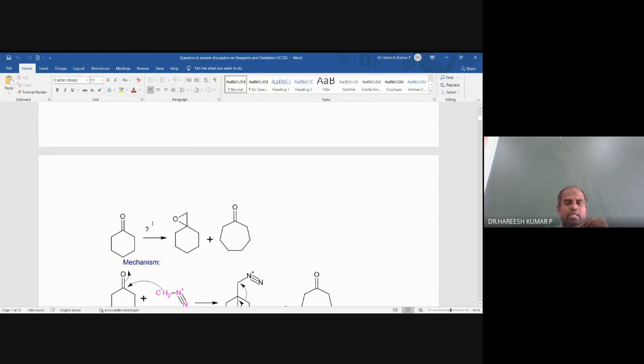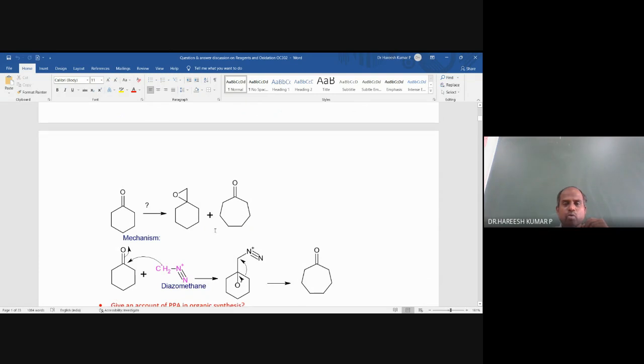So here the reagent you have to predict, and this is the one product, this is another product. Of course, this is the conversion of a cyclohexanone to a cycloheptanone, and this one is tropone. Okay, tropone. A 7-membered ring with a ketone is called tropone. If there is a double bond, tropone. Then you need to write the mechanism of how a higher homologous ketone is obtained.